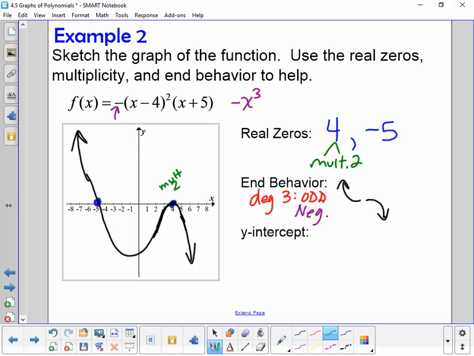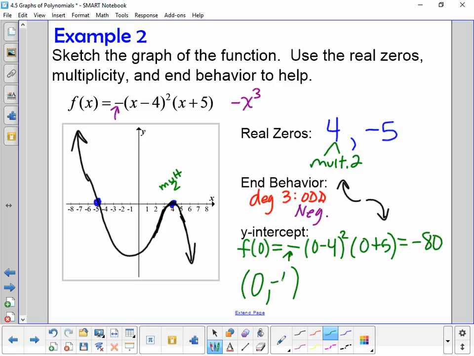And if we find the y-intercept, that's putting 0 in for x. We want to know what the y-intercept is. So it's negative, 0 minus 4 squared, times 0 plus 5. If we calculate that, negative 4 squared would be 16 times the 5 is a positive 80. And then we also have this negative in front, which makes it negative 80. You could just calculate it with your calculator if you like. So down here, this intercept would be negative 80.